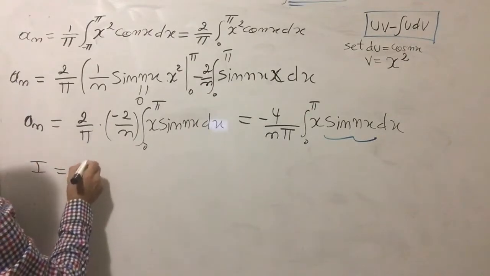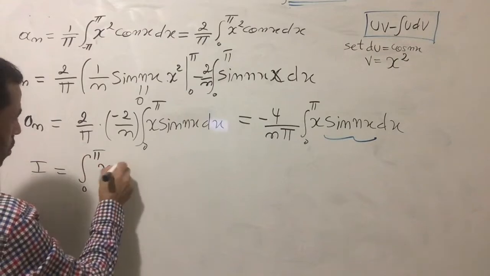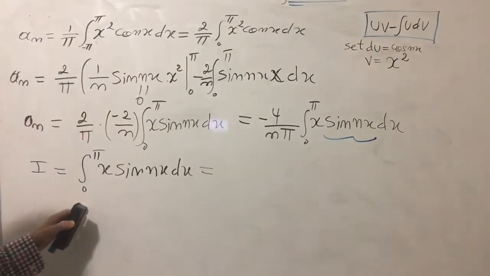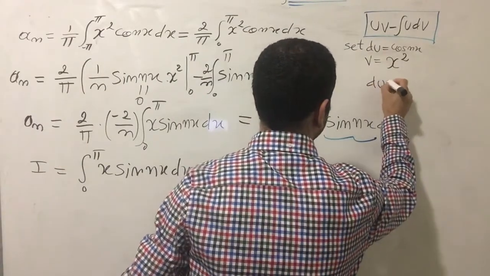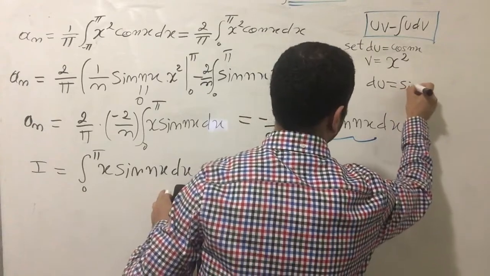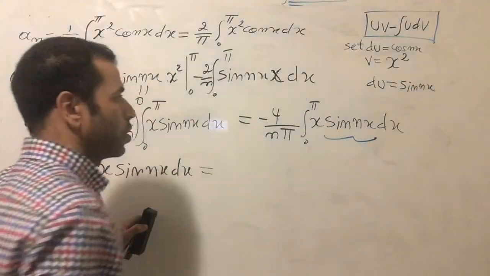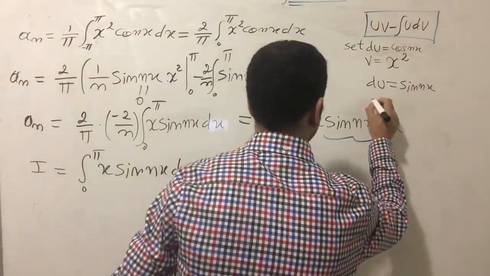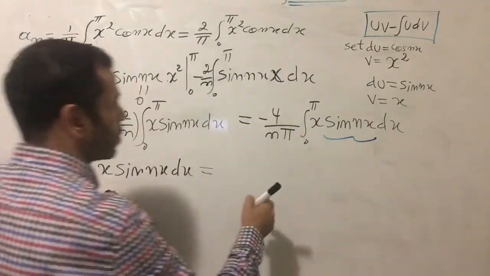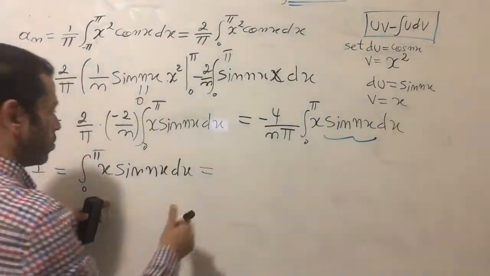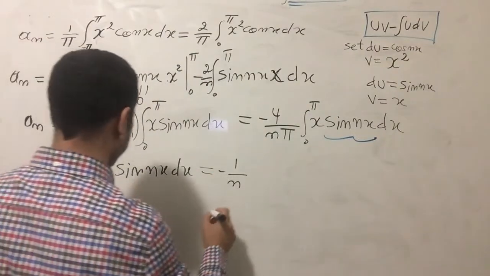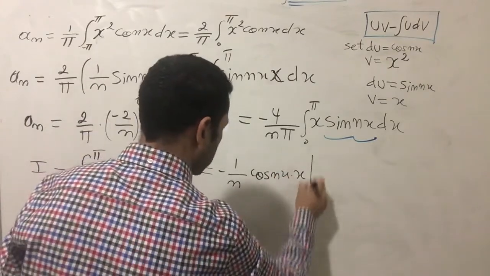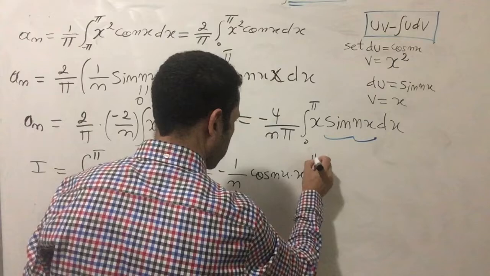Let's call it I, the integral from 0 to pi of x sine of nx dx. I'm going to do the same thing. This time I'm going to set dv equal to sine nx and u equal to x. The primitive function of sine nx is minus 1 over n cosine nx, multiplied by x, with the bounds from 0 to pi.